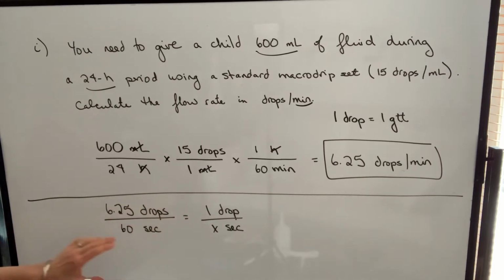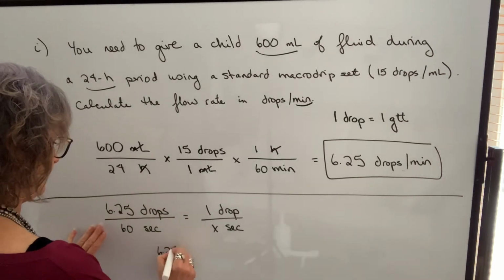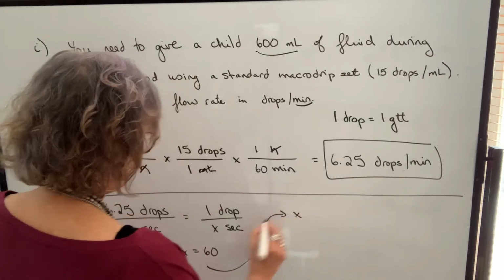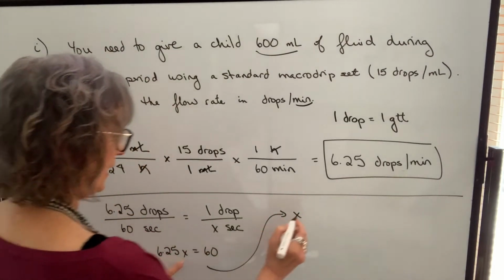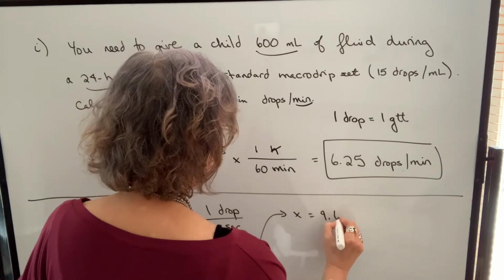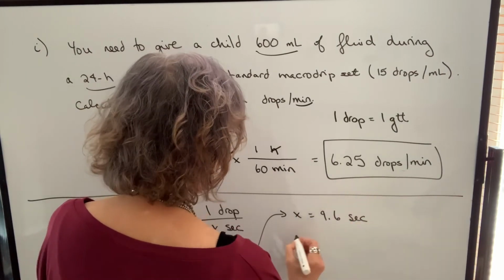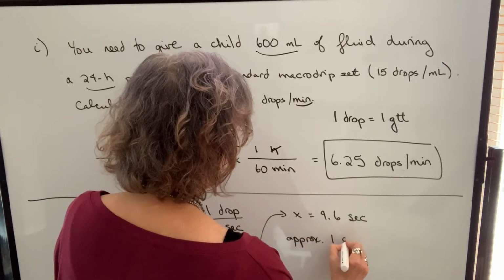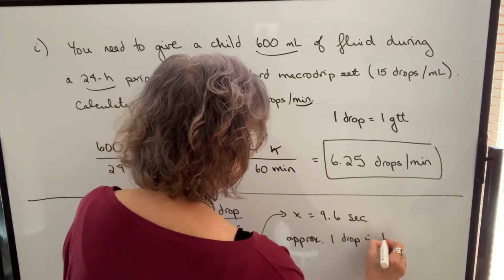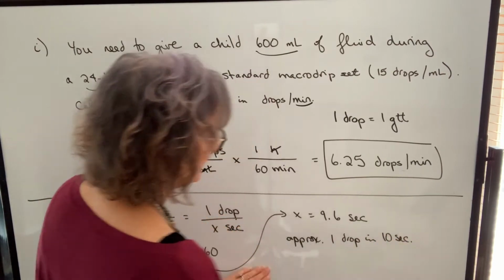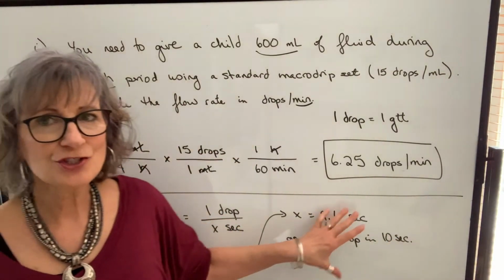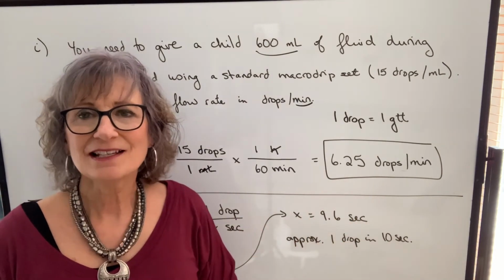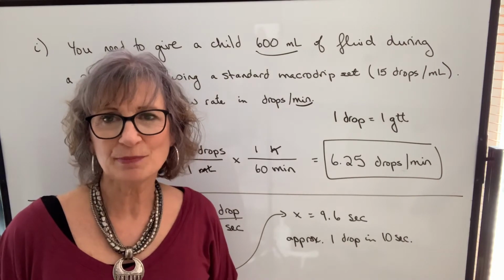Now we can cross multiply, so 6.25 times x is equal to 60. Divide both sides by 6.25, and you get 9.6 seconds, which is approximately 1 drop in 10 seconds. So if you're asked to check with something like that, that's probably the best way to go about it. Let's take a look at some other types of questions you might be asked.